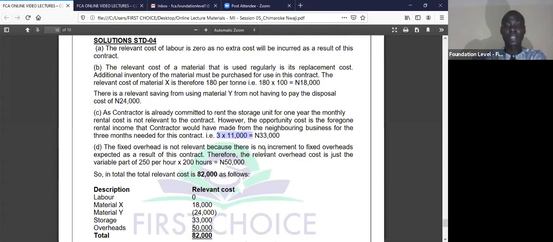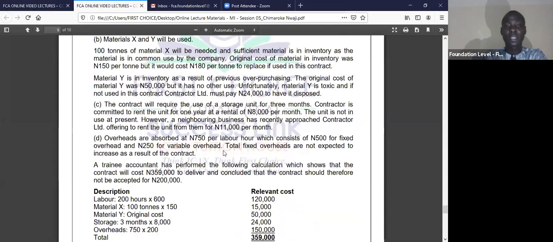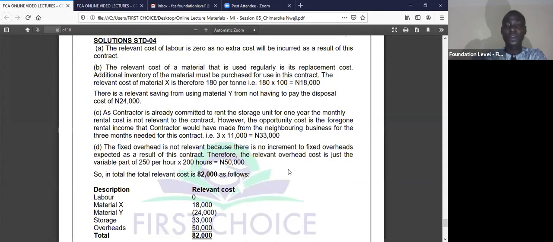So 11,000. Now we also have fixed overhead, which is not relevant, because the question says total fixed overhead is not expected to increase. So it's going to remain stagnant whether they do the job or not, so it doesn't concern us. Therefore, the relevant overhead cost is just the variable part, because if they're doing the contract, variable cost will increase. So you say 250 naira multiplied by 200 hours instead of 750 multiplied by 200.